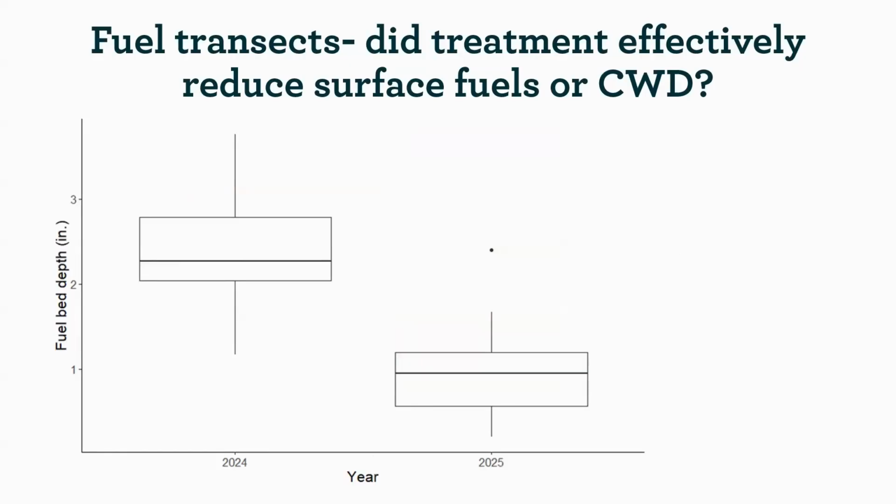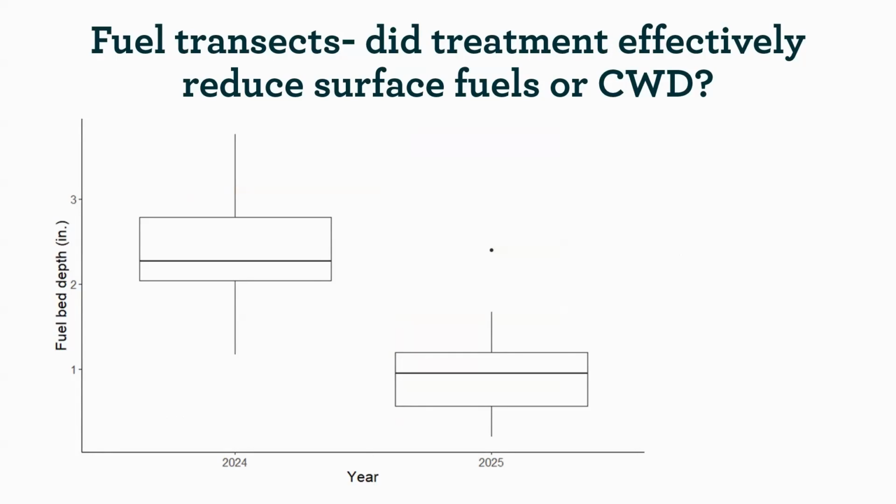There was a significant decrease in fuel bed depth after the prescribed fire. Fuel bed depth is the height of litter plus any fine woody debris or coarse woody debris on top. It averaged 2.4 inches before the treatment and 1 inch after the treatment, which seems like a fairly small decrease. It was a low intensity burn, but this is a significant result.